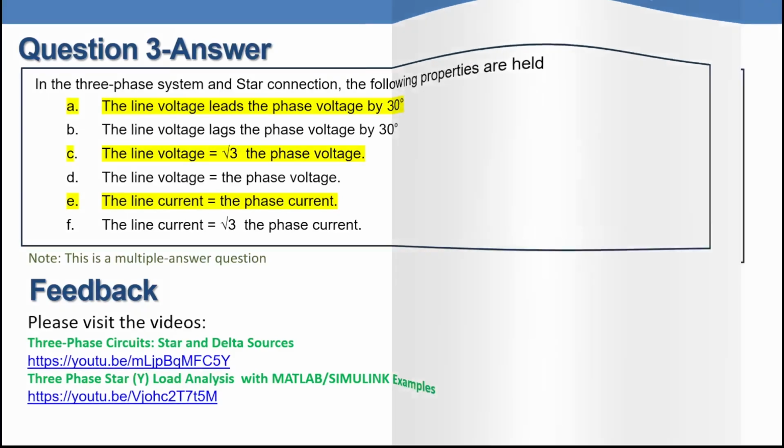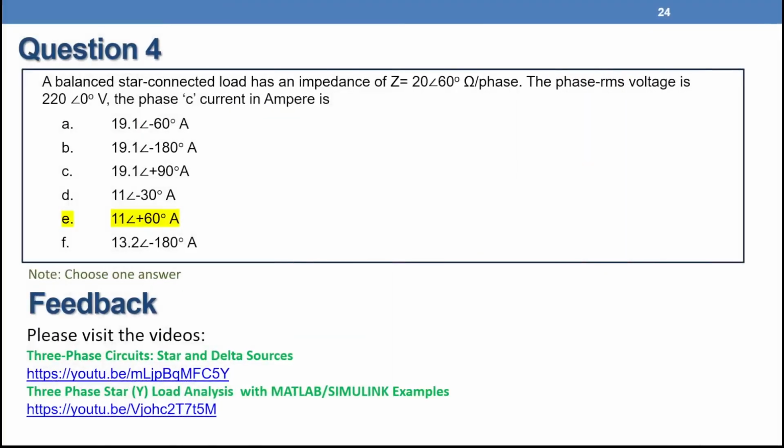Question number 4. A balanced star-connected load has an impedance of Z equals 20 angle 60 degrees ohm per phase. The phase RMS voltage is 220 angle 0 volt. We need to calculate the phase C current. We calculate phase C current IC equals VC over Z, and VC will be 220 angle 120 degrees over Z, 20 angle 60 degrees. So that one will be 11 angle 60 degrees.